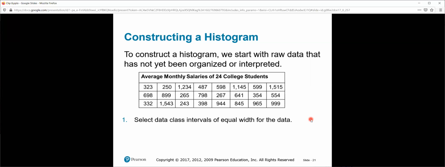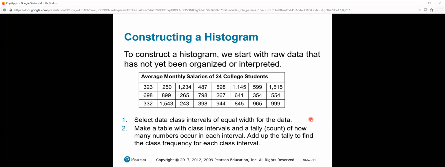makes sense. So, in this case, it says select data class intervals of equal width for the data. Or boxes would work, I guess. So whatever sticks best with you, right? So select your data class interval. What width do we want to all consider to be the same thing, right? In the previous example, a B was an 80 to an 89. So we want to look at this data and figure out those sort of steps.